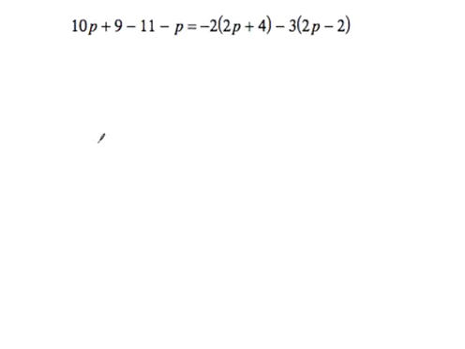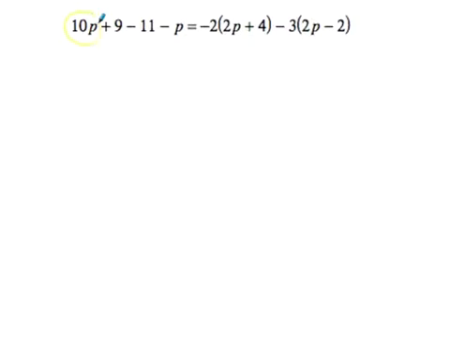My next example is 10p + 9 - 11 - p = -2(2p + 4) - 3(2p - 2). So I have a lot to clean up on this problem. In my first step, I'm going to start by combining together my like terms on each side.